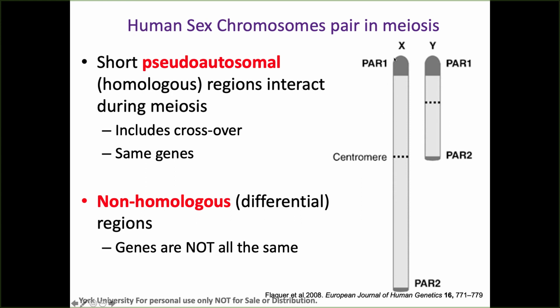We call the regions on the X and the Y that are homologous the pseudo-autosomal regions. They're homologous just as the autosomes are. And you can see that these pseudo-autosomal regions or PAR regions are found at the ends of the chromosomes. These regions, because they're homologous, do pair up during meiosis. There is crossing over between them. This results in chiasmata that will hold the 2 chromosomes together until anaphase 1.